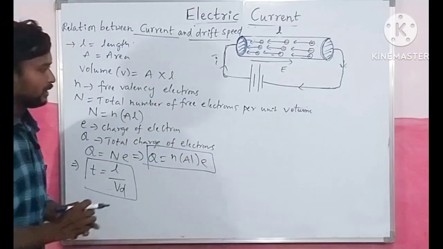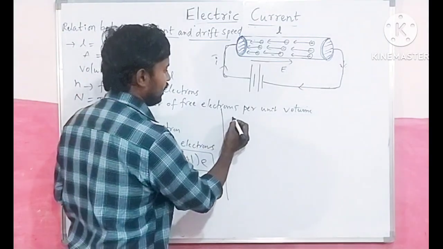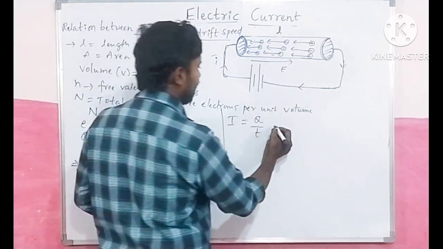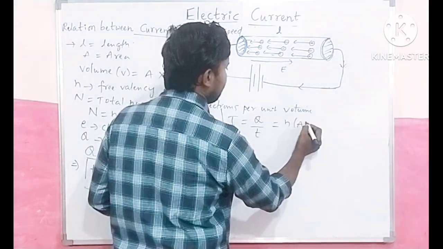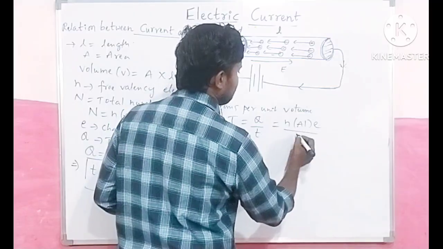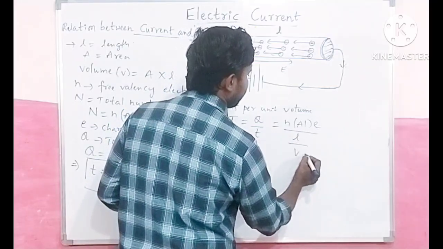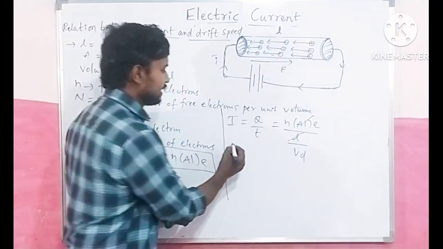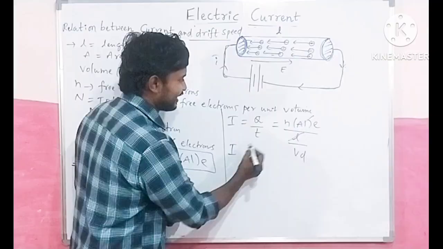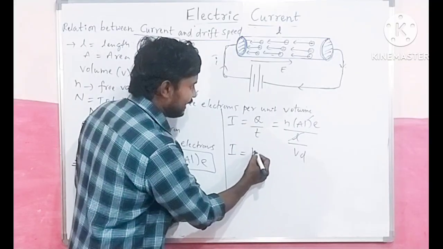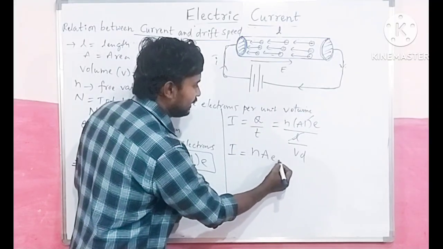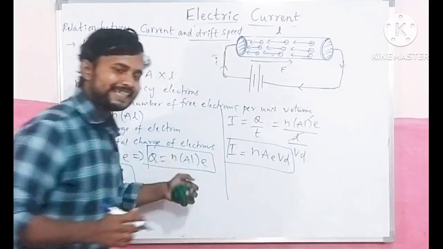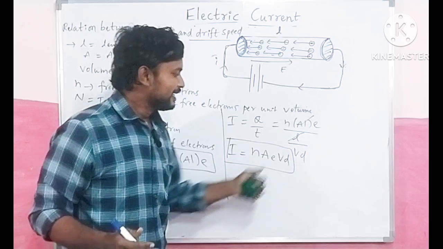Now, in the current formula, current I equals Q by T, charge by time. Here charge equals n A L e, and time taken equals L by Vd. Here L gets cancelled. So current I equals n A e Vd. This is the relationship between current and drift speed.